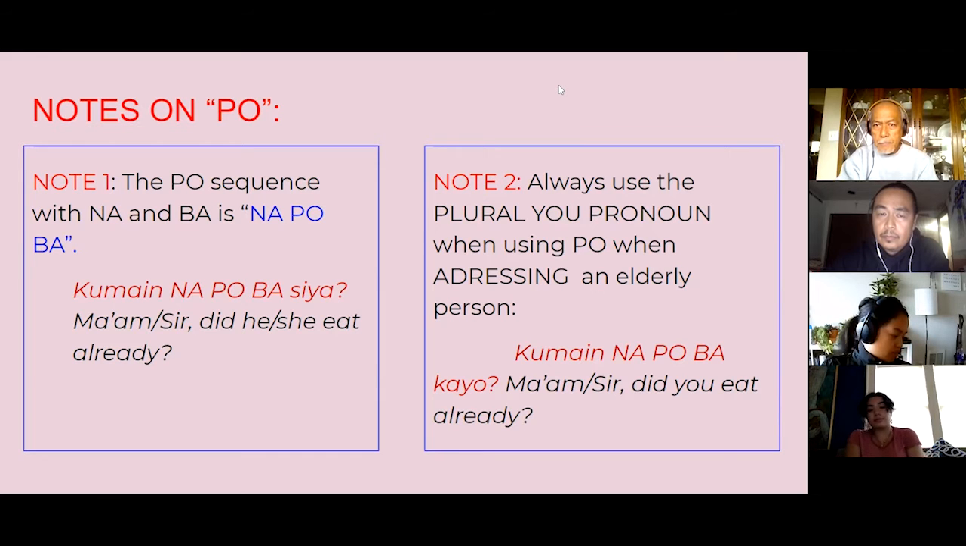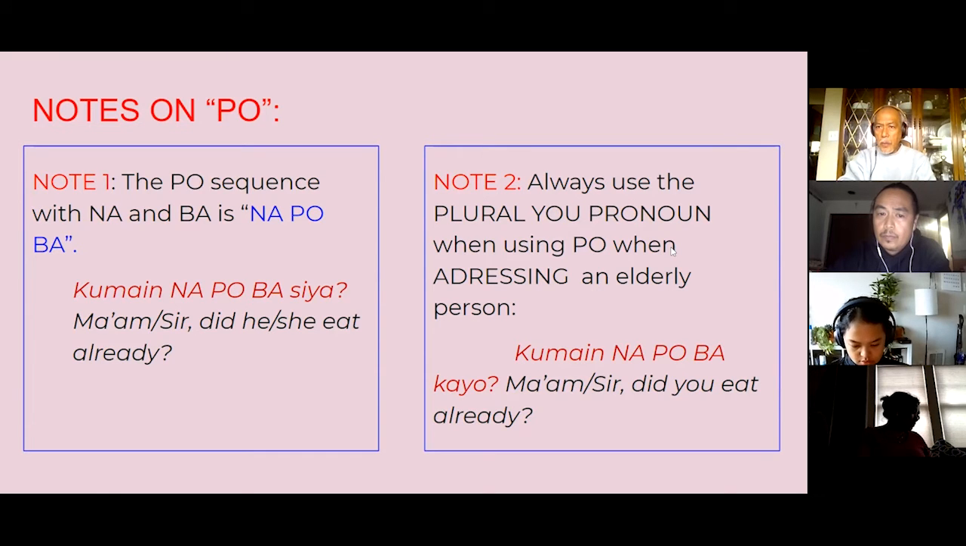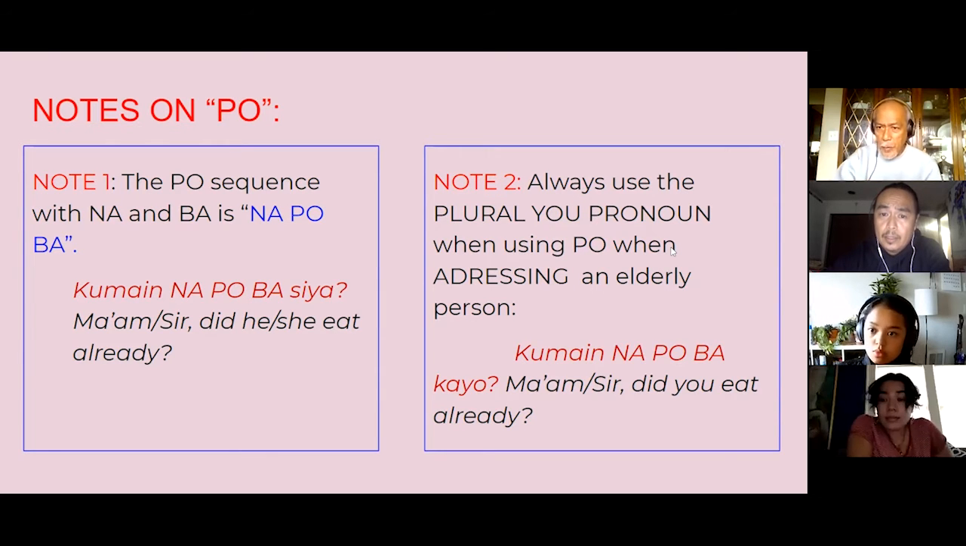The second note here is what we already referred to: you always use the plural "you" pronoun when using "po" and when addressing an elderly person, right? "Kumain na po ba kayo?" Ma'am, sir, did you eat already? Back home, you don't refer to someone elderly as "ikaw" or "you." "Kumain ka na ba?" No, you don't say that to someone who's older. "Kumain ka na ba?" No, "kumain na po ba kayo?" So, "na po ba."